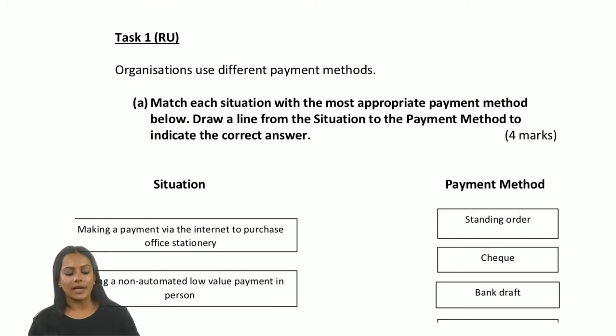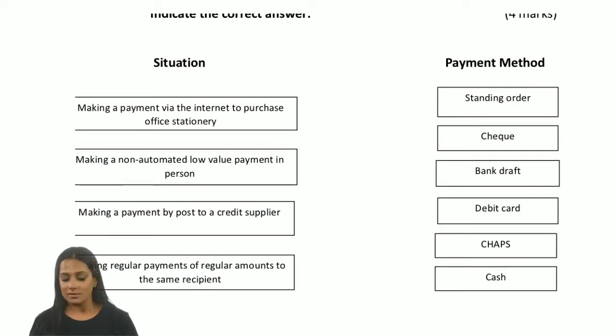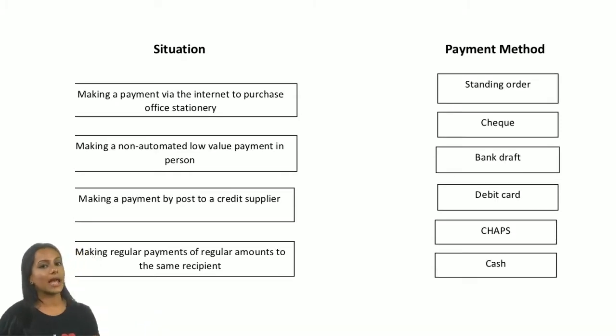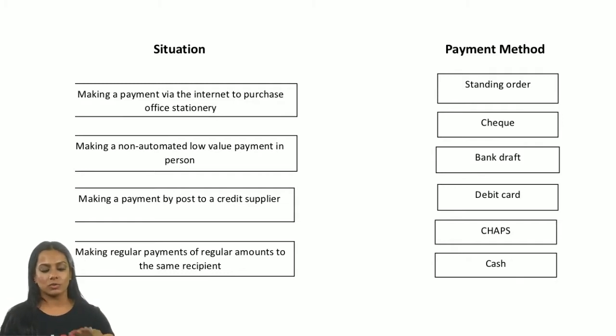We've got organisations use different payment methods. And part A is asking us to match each situation with the most appropriate payment method below. Draw a line from the situation to the payment method to indicate the correct answer. Okay, so we've got 4 marks, and you can see that we've got 4 boxes, and our task would be to drag and drop or match the situation to the payment method. So each situation will have one payment method and that will gain me 4 marks.